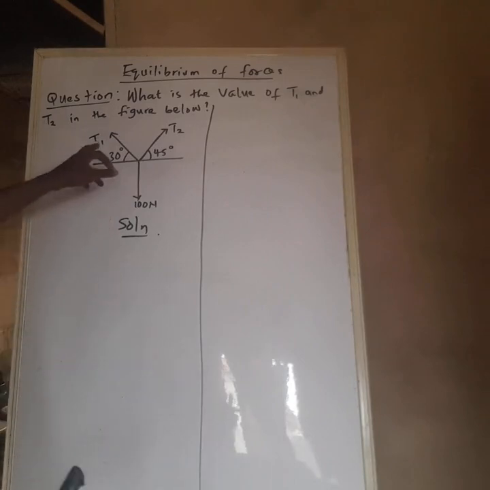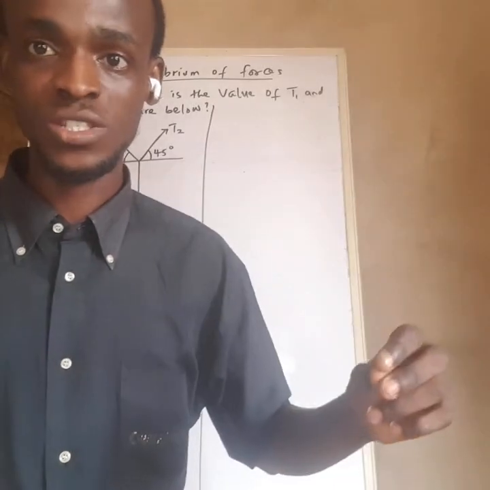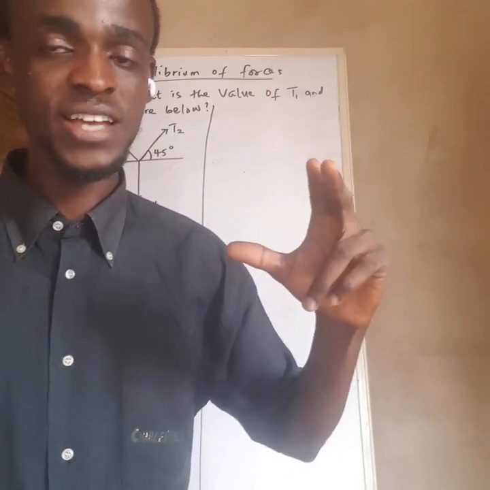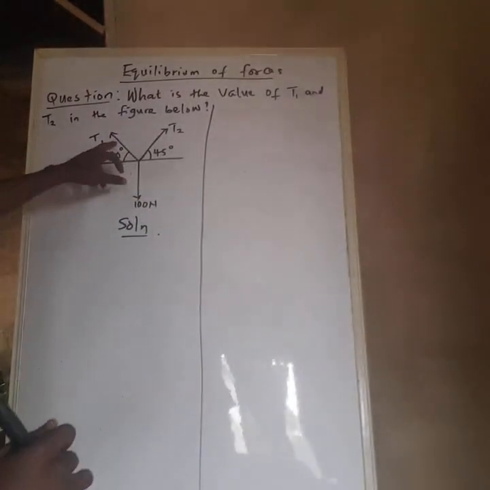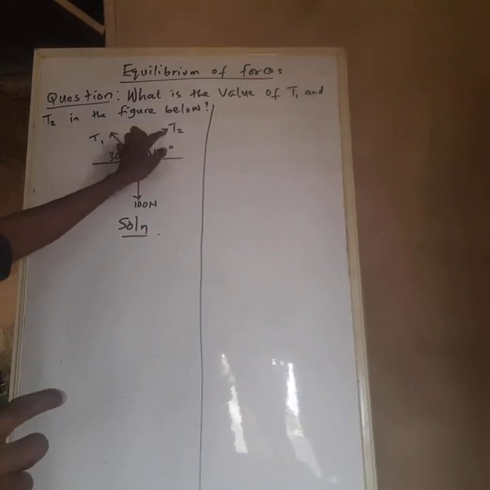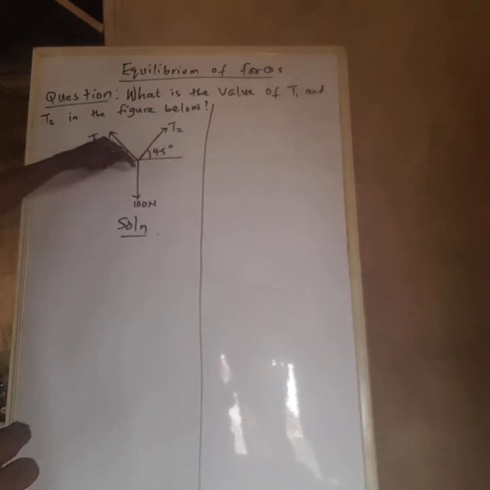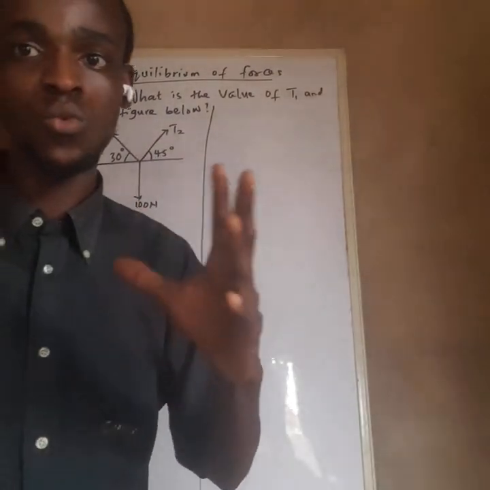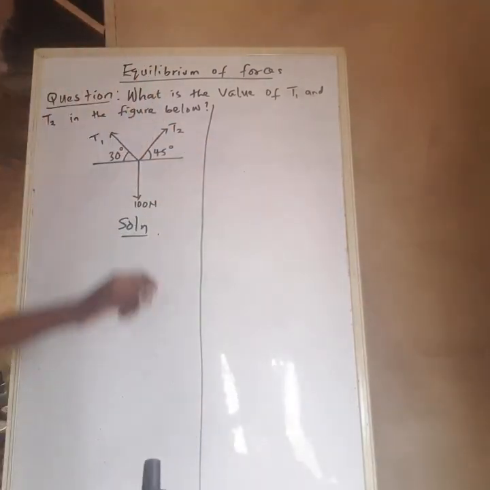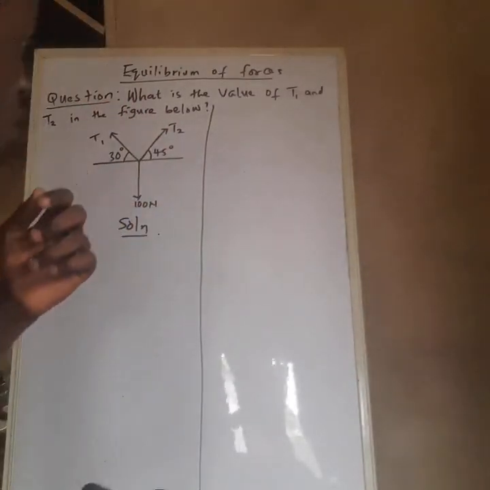Now, this T1 and T2, they are known as tension. Tension is a force in a string or rope, or in a cord. So, assuming these two are ropes or strings, this is T1, this is T2. This force here is the weight of the body, because it's acting downward. Are you with me?